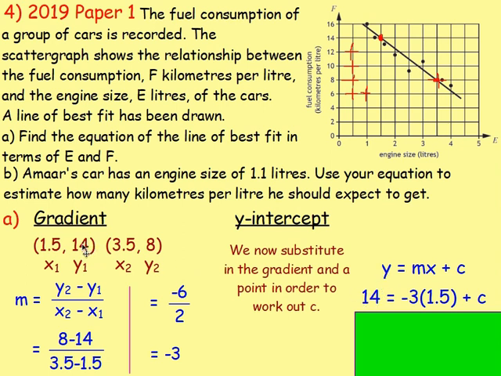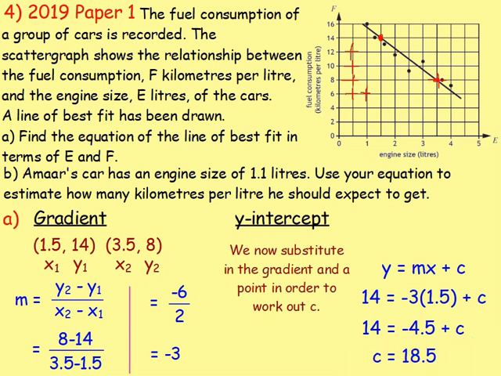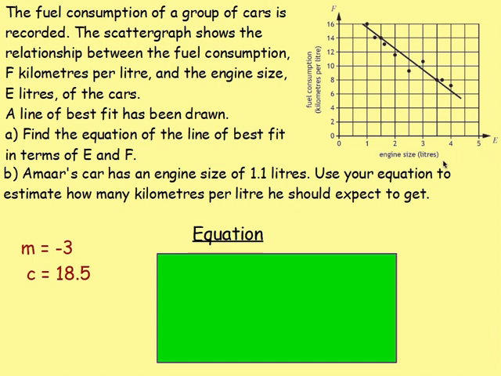So I'm replacing y with 14 because that's what y is, and x in this point was 1.5, so I'm replacing x with 1.5. So work that out, it means the 14 is equal to negative 3 times 1.5, which is negative 4.5, add c. To get c on its own, get rid of the negative 4.5 by adding 4.5 to both sides, which means then c would be 18.5. So we've got the gradient, we've got the y-intercept, so now we just need to write down the equation.